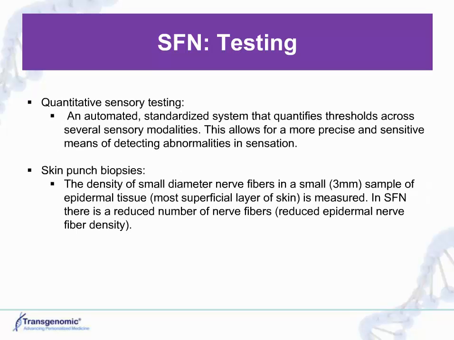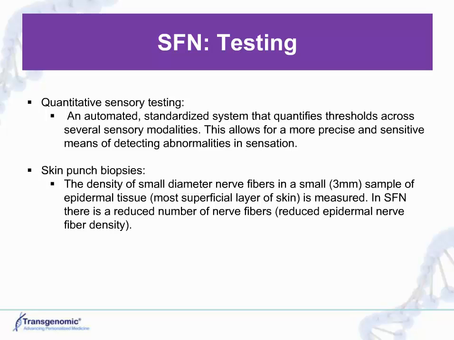So, again, the tests for small fiber neuropathy include quantitative sensory testing, and this involves an automated standardized system that essentially quantifies thresholds across several sensory modalities. So there are various instruments, for example, that can very sensitively measure exactly when a patient is able to detect certain subtle temperatures or certain subtle changes in textures, and this allows for a more precise and sensitive means of detecting abnormalities in sensation compared with what you might normally experience in a doctor's office.